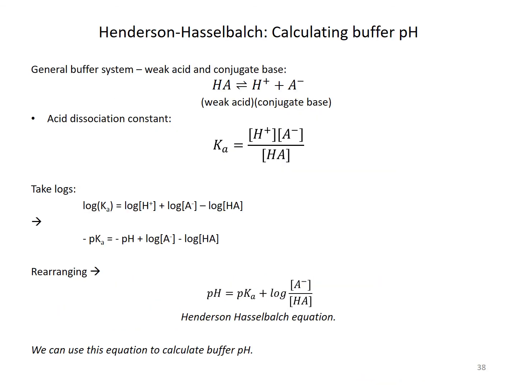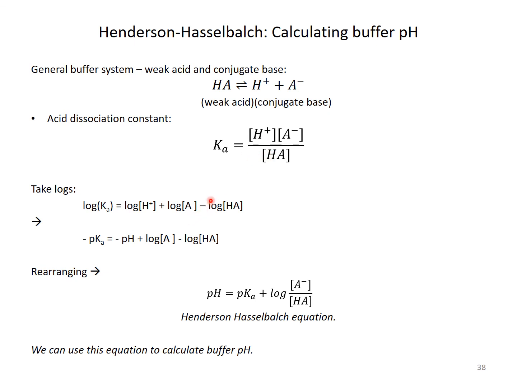Well, actually, we can prepare a buffer of any pH by referring to this equation, which is known as the Henderson-Hasselbalch equation, and it is derived from the acid dissociation constant Ka. So what we do is put log on both sides of this equation, so it becomes log Ka is equal to log [H+] plus log [A-] minus log [HA]. Remember, multiplication is plus while division is minus.